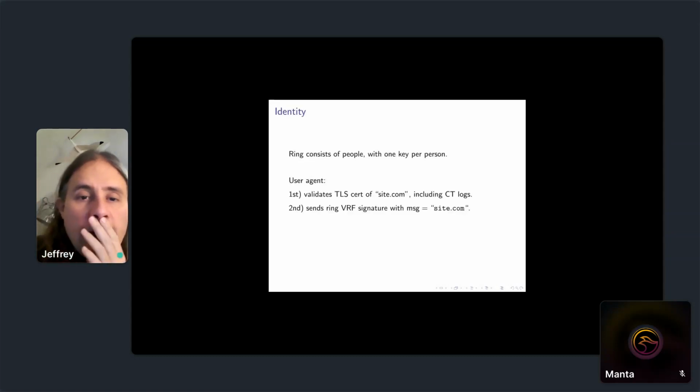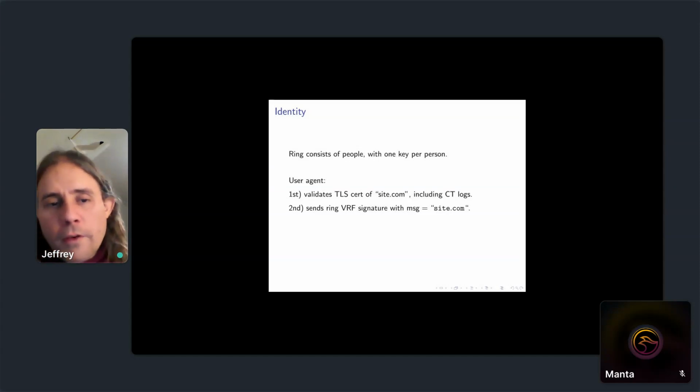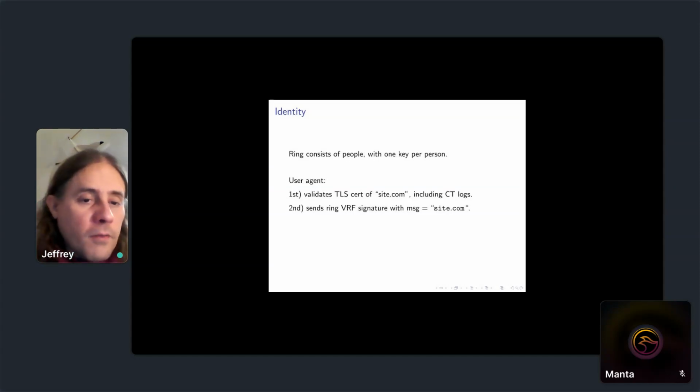Okay, so how does that work? So the ring consists of people, and what would happen is your user agent would validate the TLS certificate of whoever it's talking to, and then it would just send the VRF signature signing the site name. Done. That's your ID at that site. And there's a bunch of other applications you can do with this too. You can make lots of card games. We're using it in a new block production strategy, and it's fast.